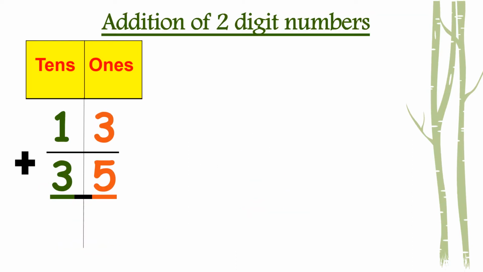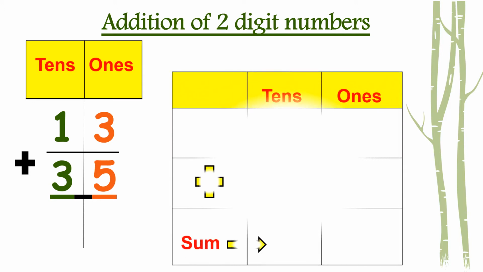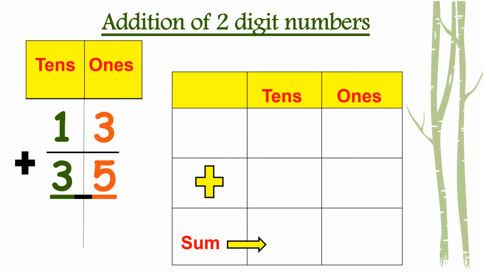Let's practice more. If we have 13 plus 35, what should I do? First step, add the ones together. In ones place we have 3 plus 5 equals what? I put 5 in my mind, 3 on my fingers, and I count after 5. After 5, 6, 7, 8. Then second step, add the tens together. In tens place we have 1 plus 3 equals what? 4. So the sum is 48.